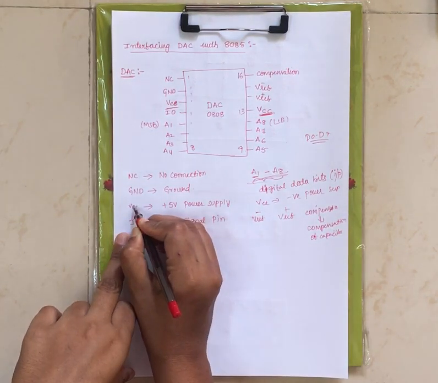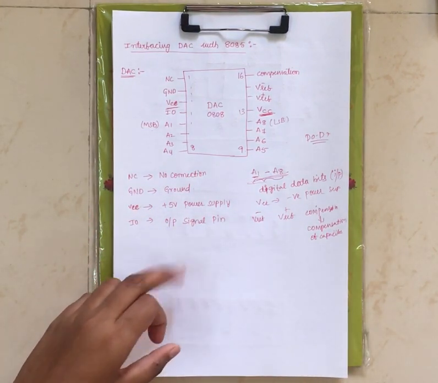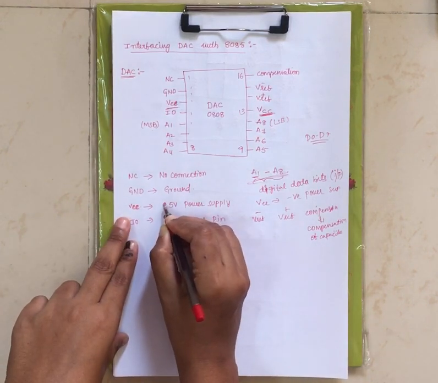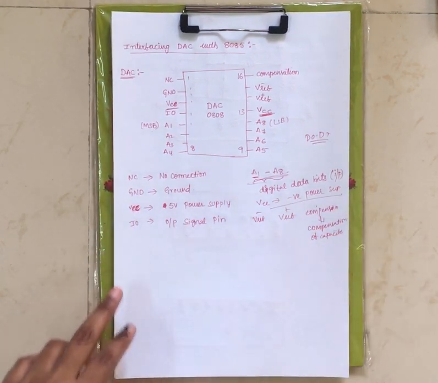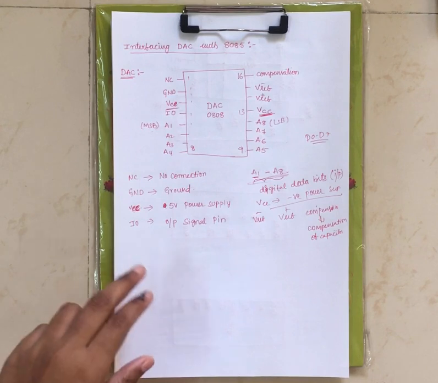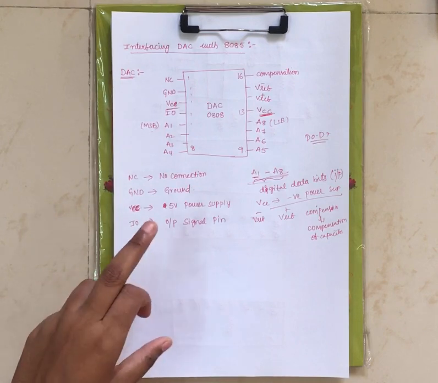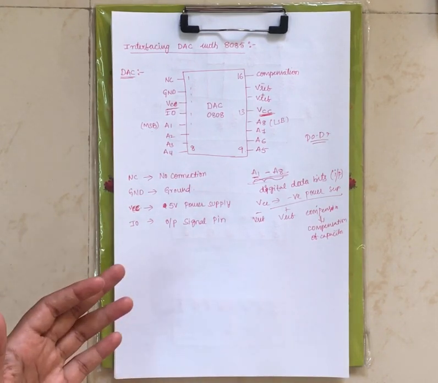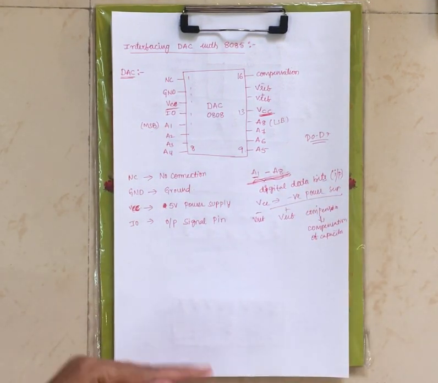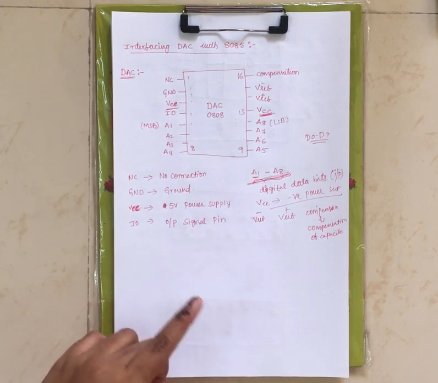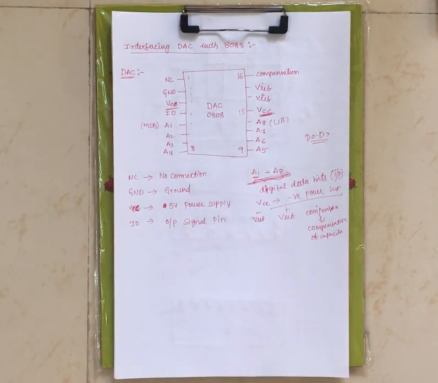And the third pin is VEE. You have to make a small correction here. I have represented here the negative power supply. The fourth pin is IO, through which you connect the output. And A1 to A8 are the pins through which you provide the input to the DAC, which is 8-bit data. The most significant bit is A1 and the least significant bit is A8.